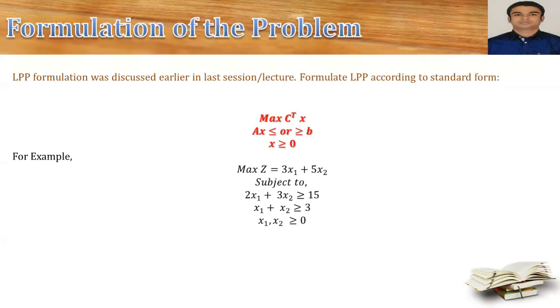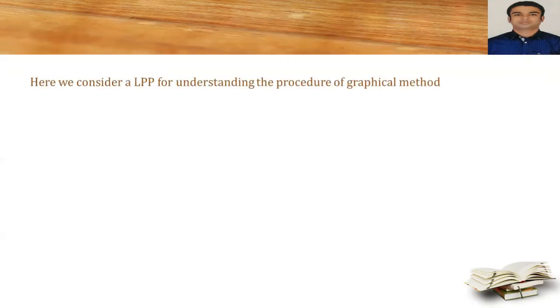Now, for the graphical method, the first step is formulation of the problem. LPP formulation means the LPP standard form is maximize CTX, subject to AX less than or equal to B, and X greater than or equal to 0. This is the standard form of our LPP. For complete understanding of the procedure of the graphical method, we consider an example.